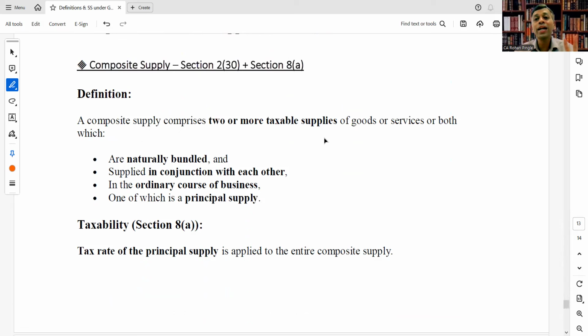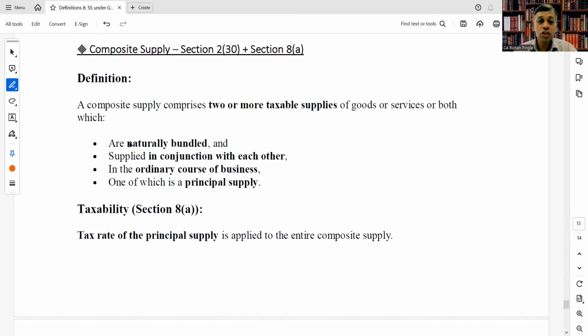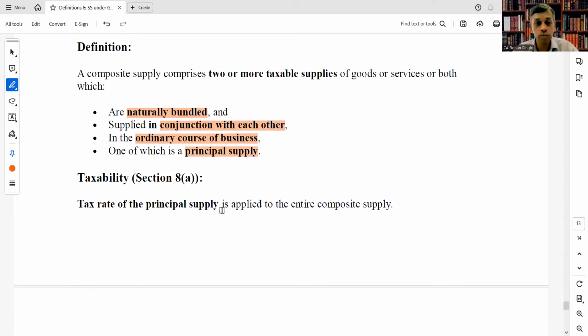It comprises two or more taxable supplies of goods or services or both, which are naturally bundled and supplied in conjunction with each other in the ordinary course of business, one of which is a principal supply. These are the conditions of composite supply. They should be naturally bundled in conjunction with each other, in the ordinary course of business, and one of them is a principal supply, because it is taxable on the basis of the principal supply. That is, the tax rate of the principal supply is applied to the entire composite supply.